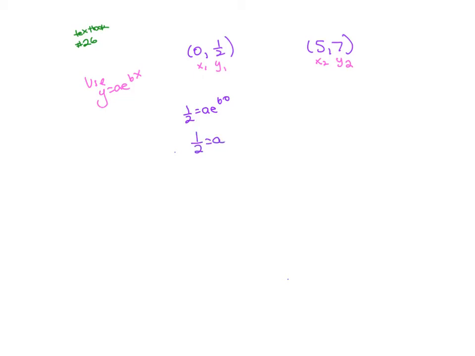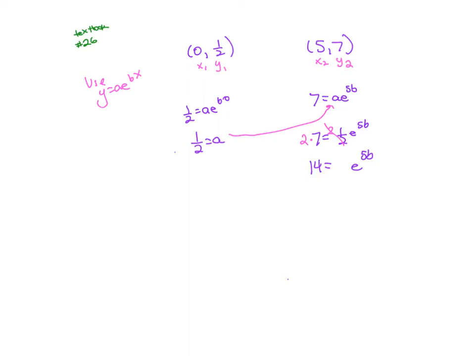Then to write the other equation, we have y is 7 equals ae raised to the b times 5, or 5b. So now we can substitute a in here. So this is 7 equals 1/2 a, that is a, 1/2 e to the 5b. So now let's multiply both sides by 2 to get the e by itself. So this is 14 equals e to the 5b.